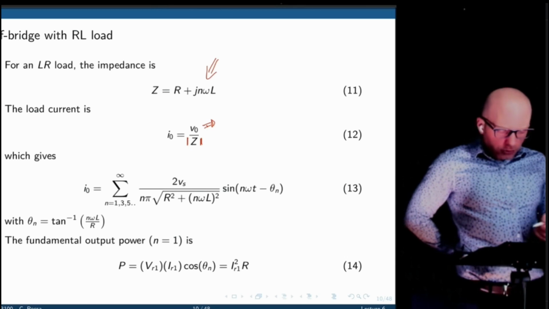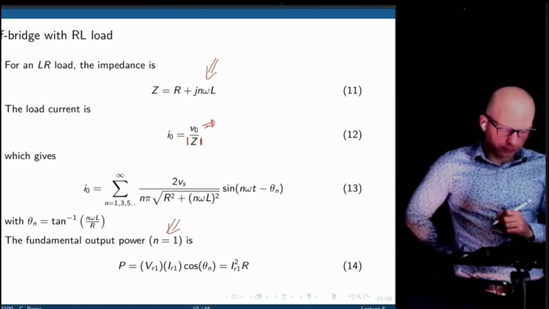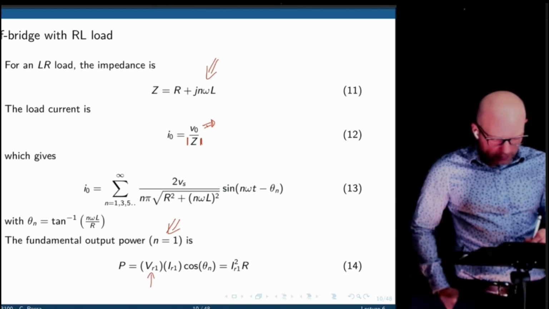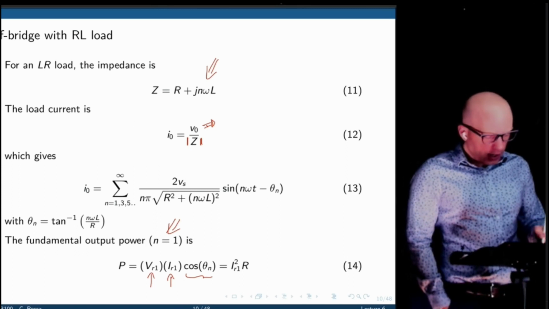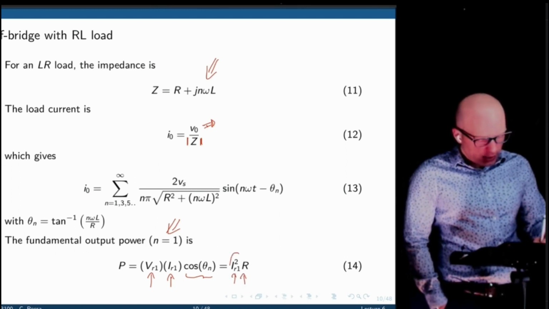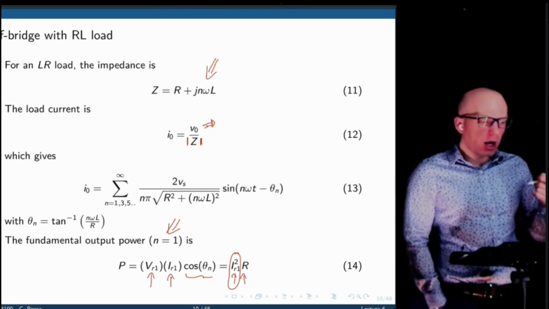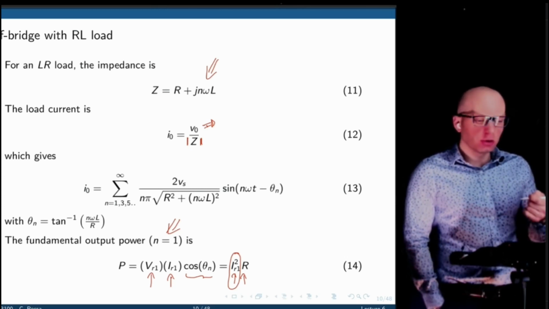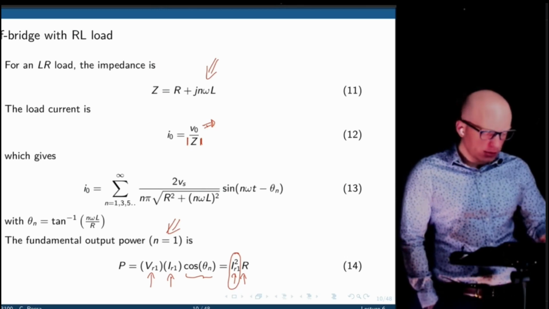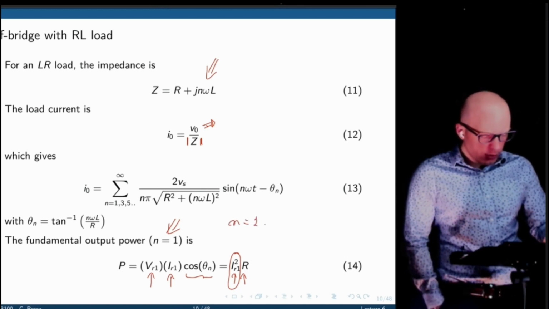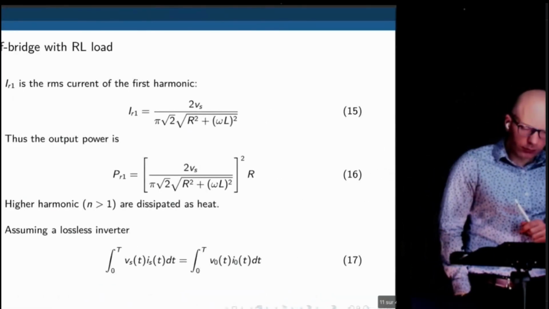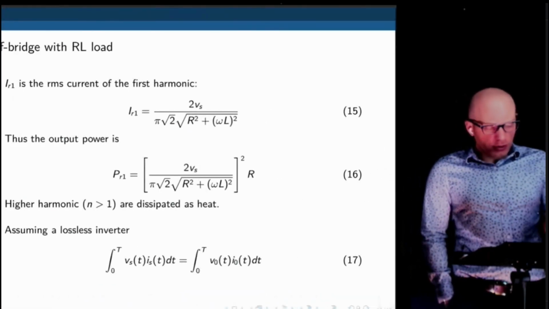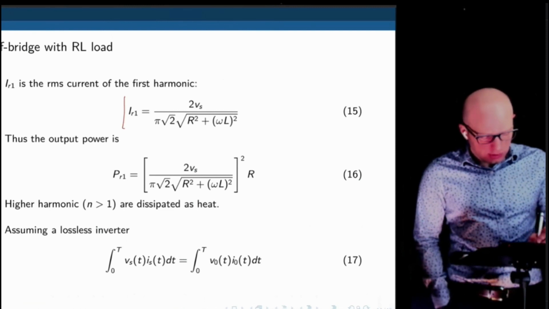So the fundamental output power, for n equals 1, is simply V times I times the power factor here, cosine of the angle of the impedance. That is IR1 squared times R. What is IR1? It's the fundamental output current, because you're looking at the fundamental output power. So this is obtained by setting n equals 1 here. This gives IR1. The output current, sorry. So the output current, after some straightforward manipulation, is given here.